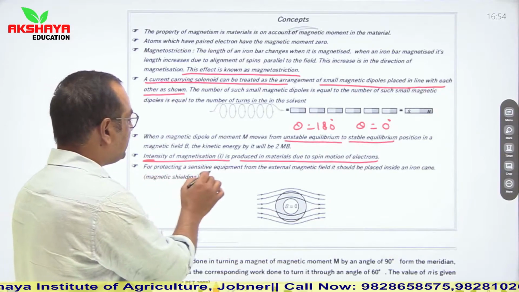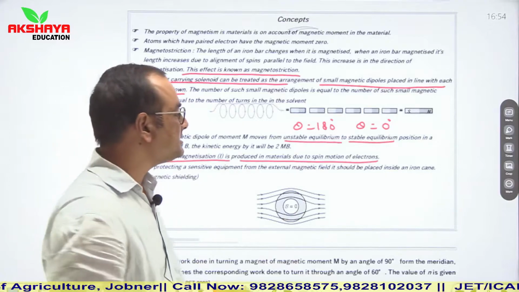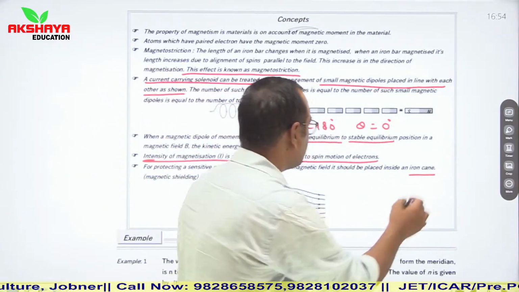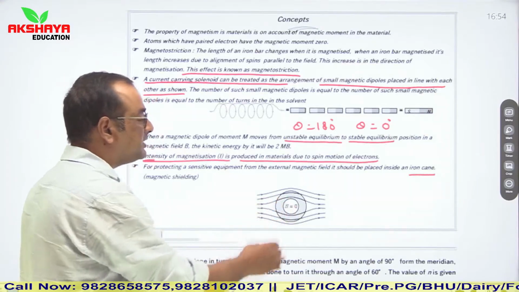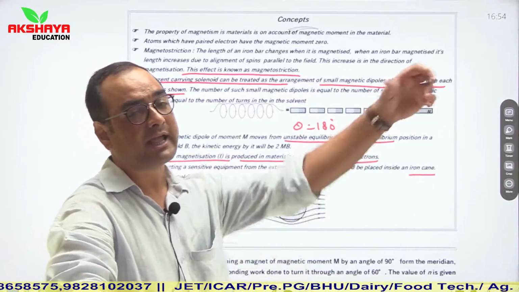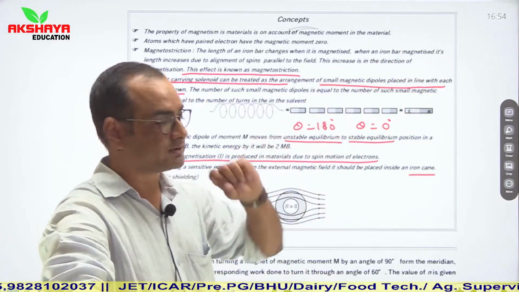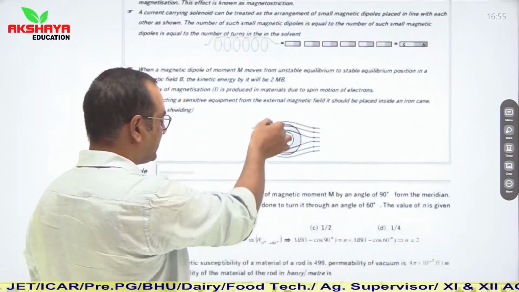Now for protecting sensitive equipment from an external magnetic field, it should be placed inside an iron can, because inside an iron can the magnetic field is 0. It is known as magnetic shielding. Shielding means it can be preserved from external force. Now let us discuss a few patterns of numericals based on it.